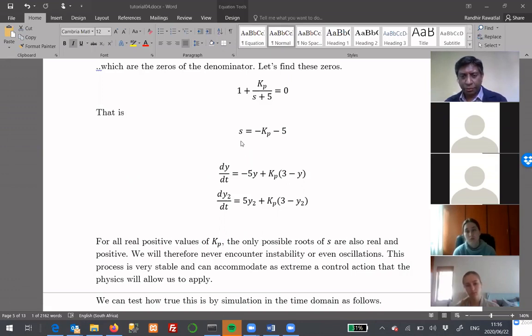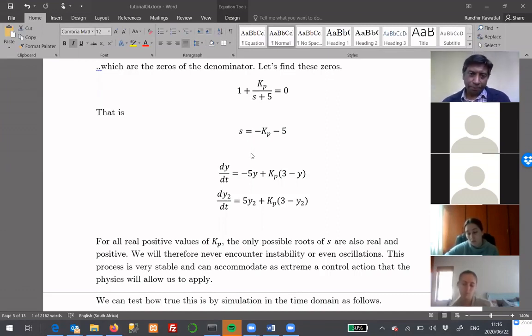Just looking at this root, we can see it's always going to be a negative number. Remember Kp, our controller constant, we only vary that from 0 upwards. We don't specify imaginary numbers for our controller in the real world. Our controller uses real numbers, which are always positive. So Kp being a real positive number, this is always going to become more negative. So we will only get S values which are negative and real, and so we can say that this is always going to be stable.